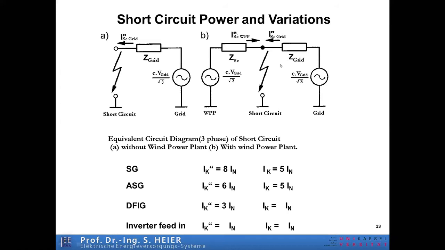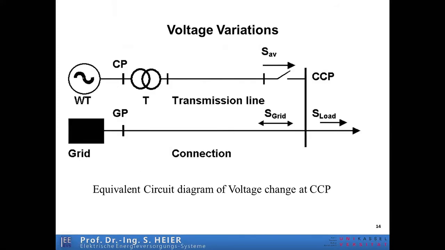Let us say we have here a short circuit power of about 500 megawatt, and we integrate a wind park with 100 megawatt with inverter. Then we have a short circuit power of 500 plus 100. When we integrate a double feed induction generator, it is 300 megawatt more short circuit power. It means that we must design all this equipment especially for this total short circuit power. It's a very important thing.